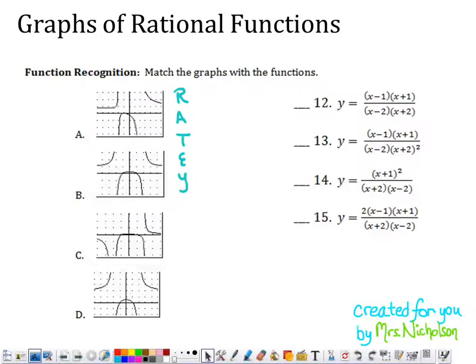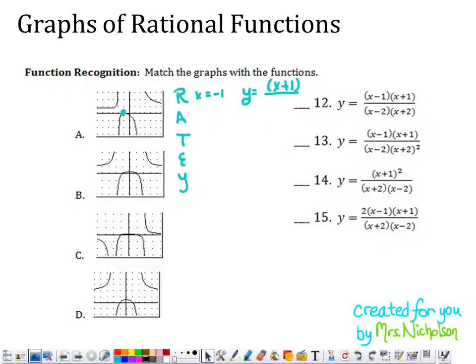So first of all, let's start with this graph on A, and let's notice the roots. This graph actually just has one root right here at -1. So my root is x equals -1. Now I know that the roots come from the numerator in my equation, and so in my numerator, since my root is at -1, I'm going to have the factor x plus 1.